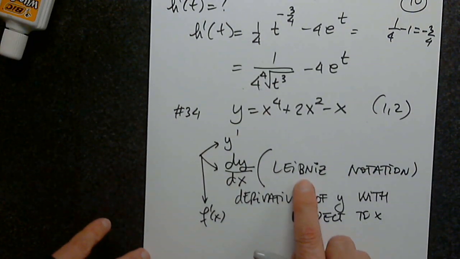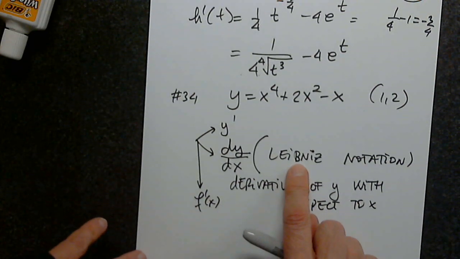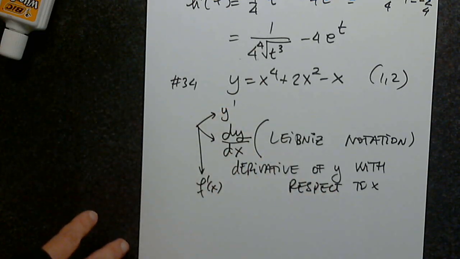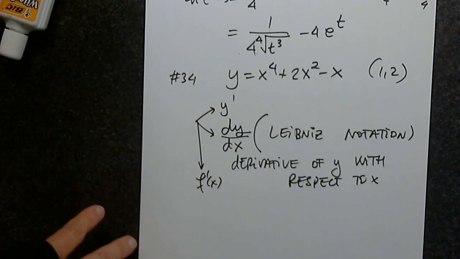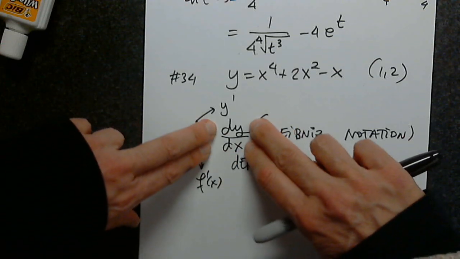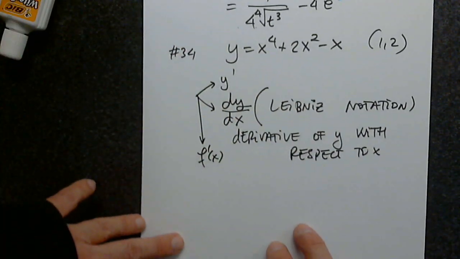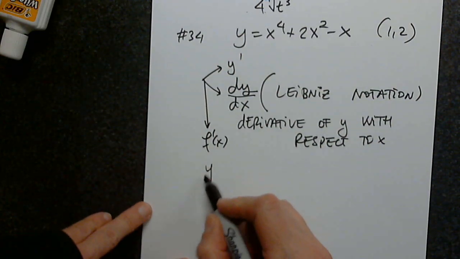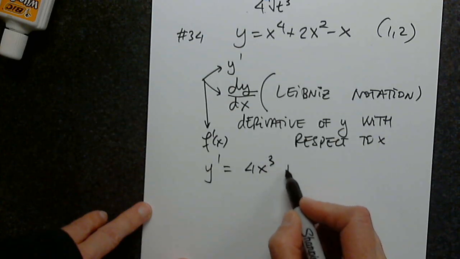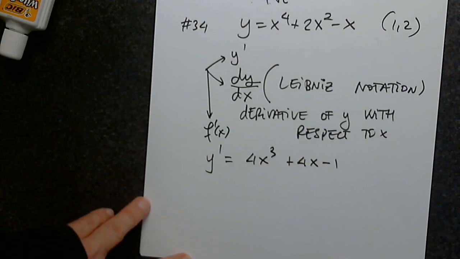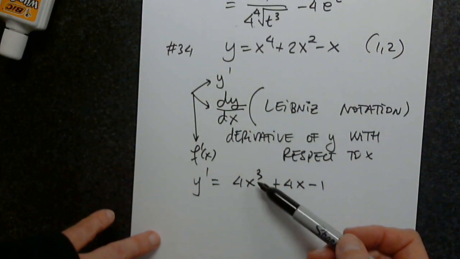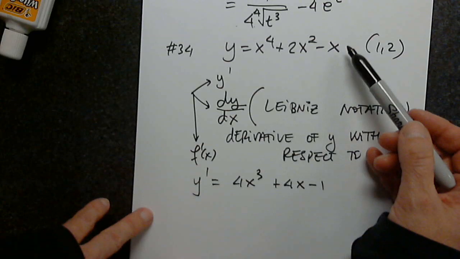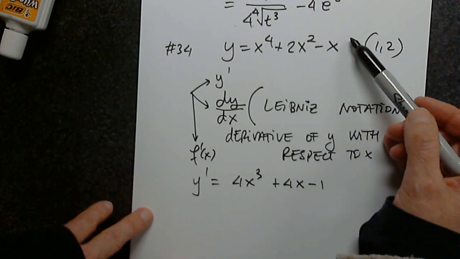Okay, so make sure that you put a B here, not a P, please, Leibniz. So we can use any of these three notations. Sometimes we will only use this, you'll see when, not yet. So which notation do you prefer? You prefer y prime? Okay, y prime. So y prime equals 4x to the 3rd plus 4x minus 1. Bring down the power, subtract 1 from the power; bring down the power, multiply by 2, subtract 1 from the power; bring down the power, and subtract 1 from the power.